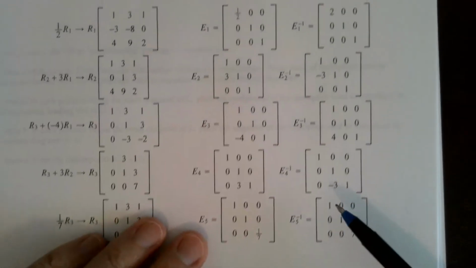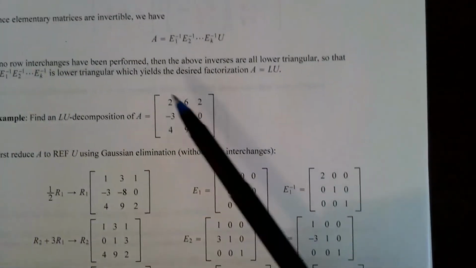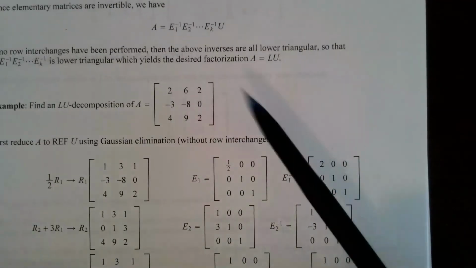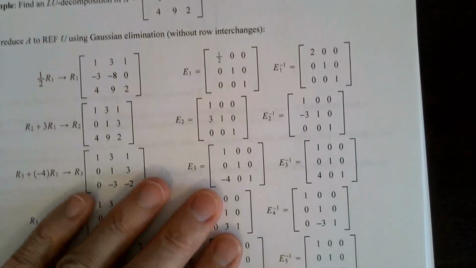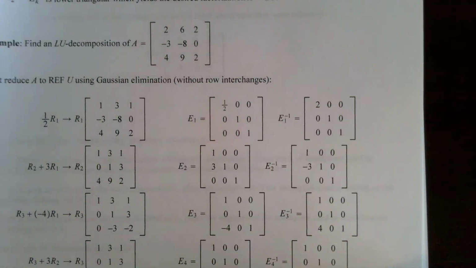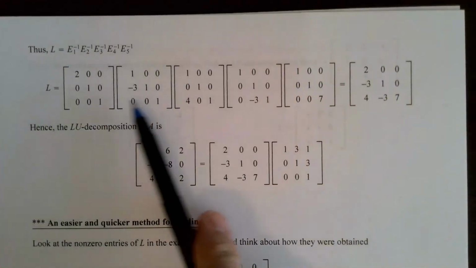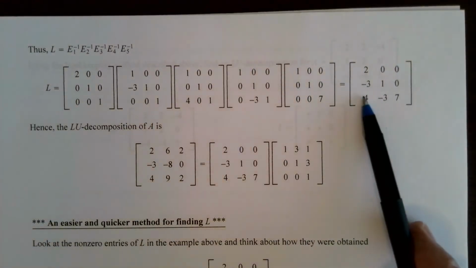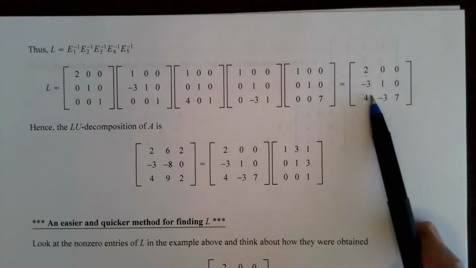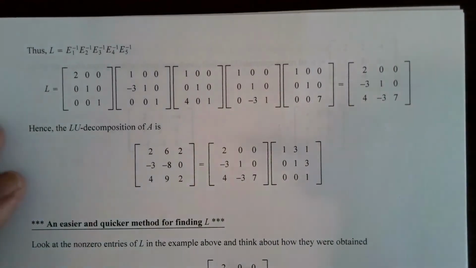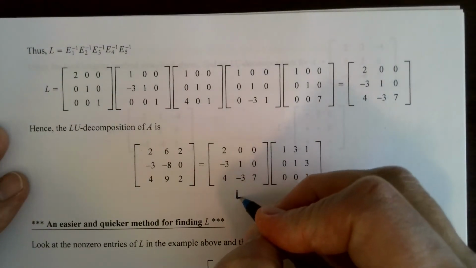Then what? We want to multiply these. And remember the order that it has to be in. It's E sub 1 inverse, E sub 2 inverse, all the way down to E sub 5 inverse. So if I multiply all those together, I get that. That is my lower triangular matrix. So making sure we do this in the correct order, it's L and then U.